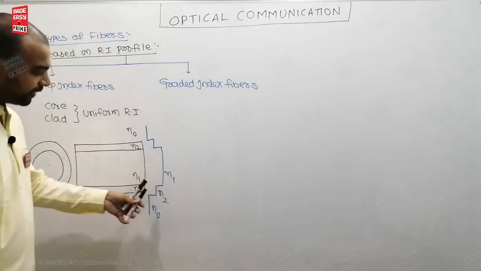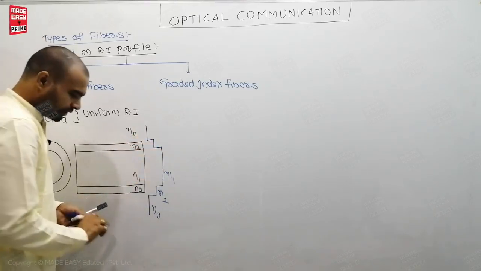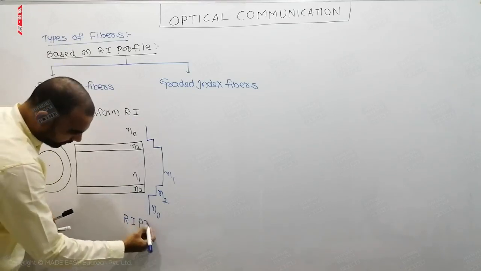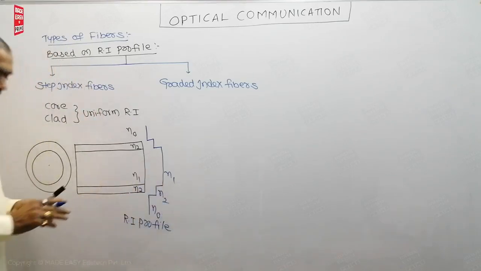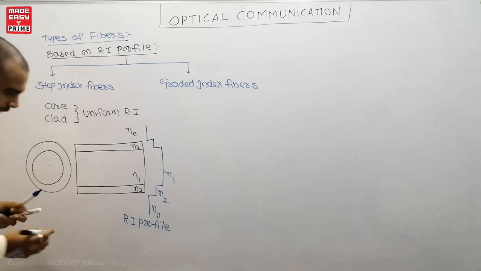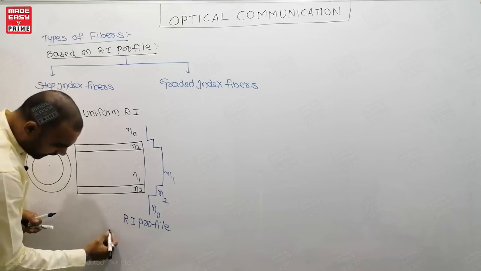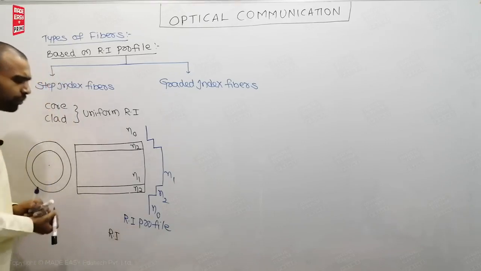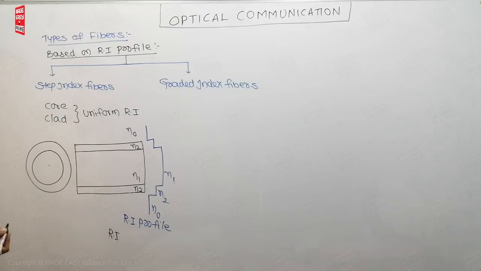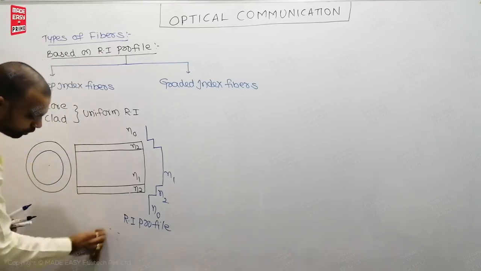The refractive index profile we are getting is nothing but a step. If you observe it, this is called the step, which is the RI profile, the refractive index profile. That looks like a step, so it is called step index fibers. So the refractive index profile of a step index fiber looks like a step, and based on this, step index fibers are divided into two types.